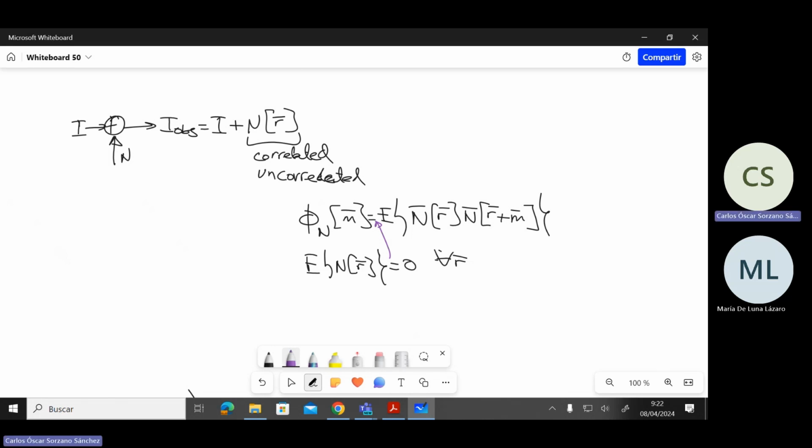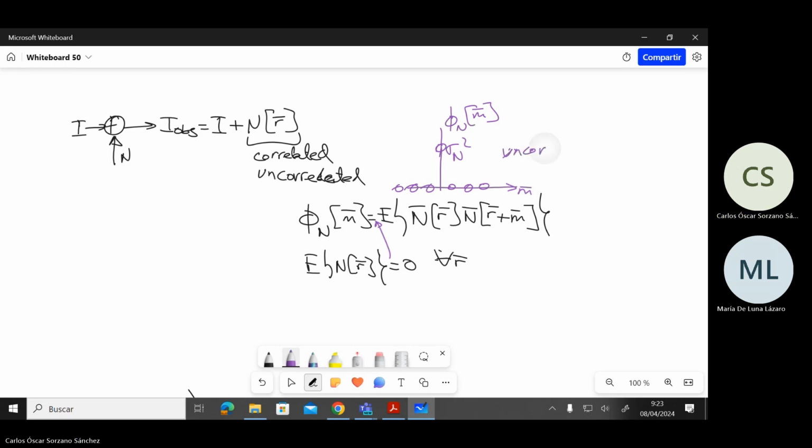Let's say that it is uncorrelated noise. If it is uncorrelated noise, then you have the variance of the noise, and this is the identity. This is a vector. I have made it 1D because it is simpler to draw, but it is in any number of dimensions. So this is uncorrelated.